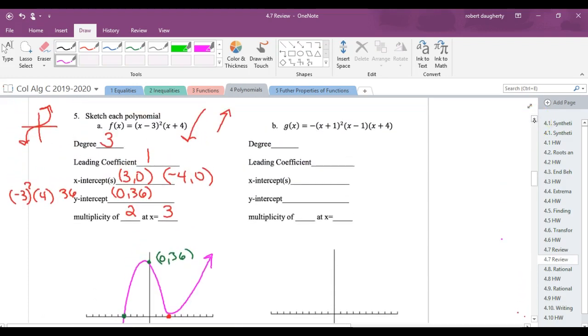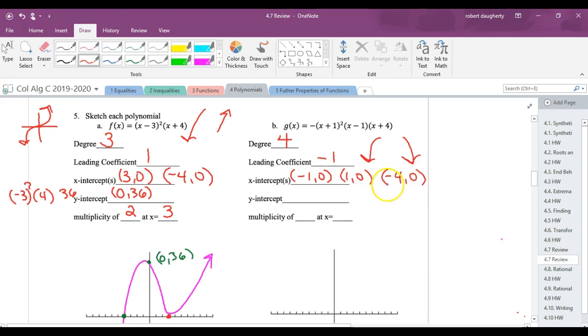What is the degree of this guy? 1, 2, 3, 4. This is a 4th degree. Leading coefficient is -1. This guy's going to go down on both ends. X-intercepts are at (-1, 0), (1, 0), (-4, 0). There is a multiplicity of 2 at x equals -1.